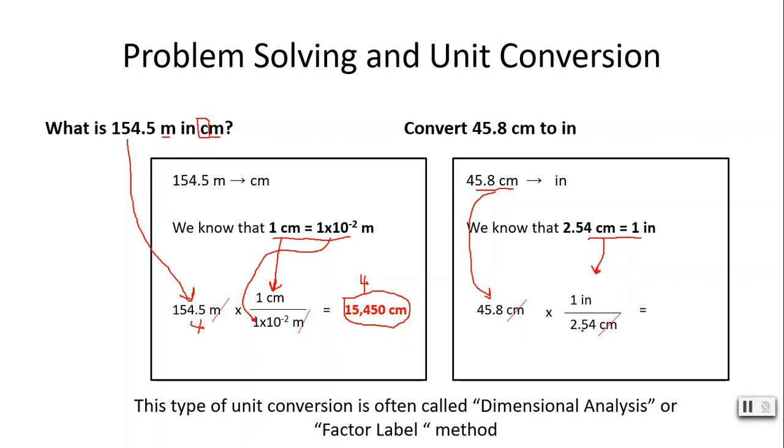divide by 2.54. My final answer should have a total of 3 significant figures based upon the number of sig figs in what I'm given. And so that should be 18.0. So those are two basic one-step conversion factor problems that you should feel comfortable doing.